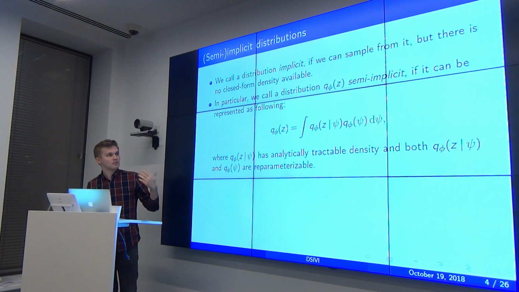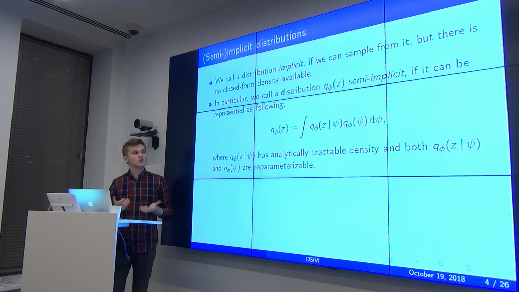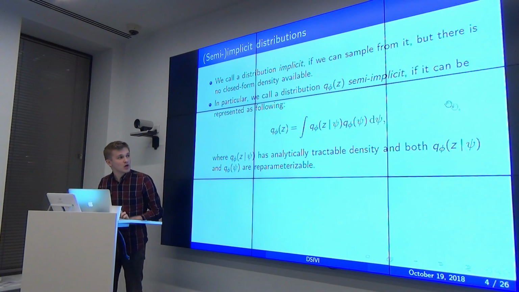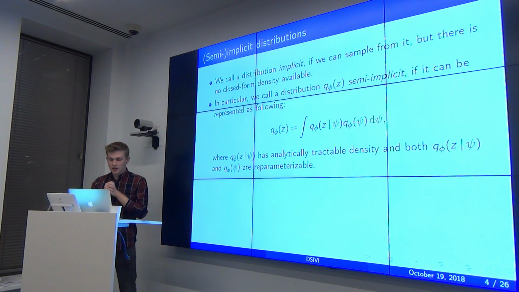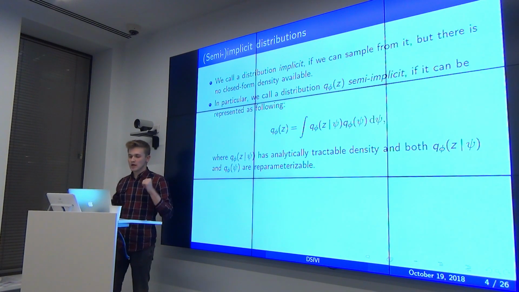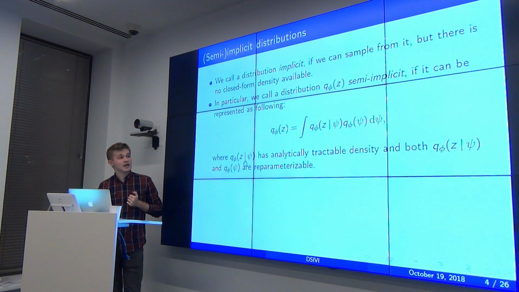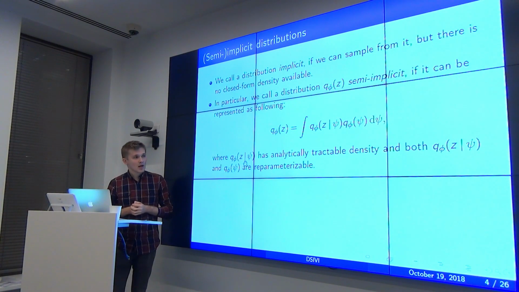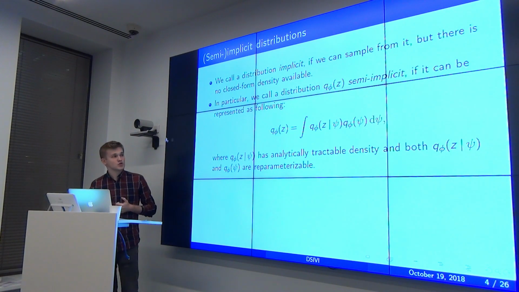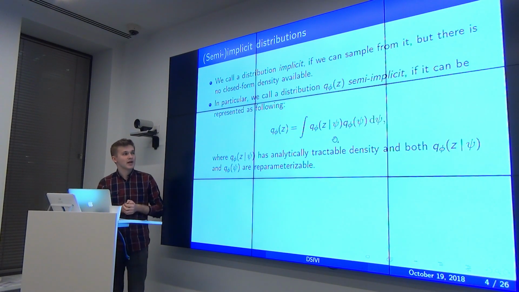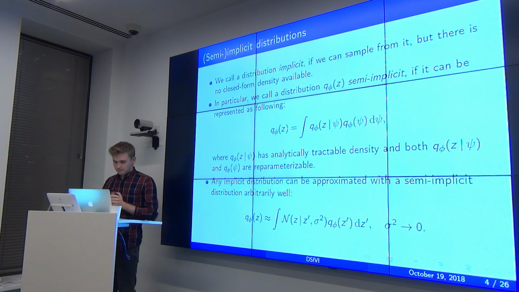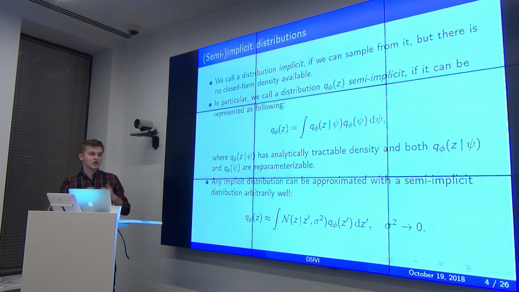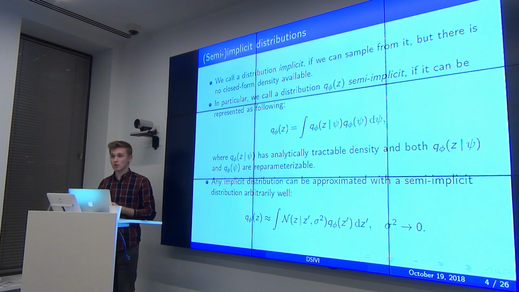That integral is basically an infinite mixture of the conditional distributions q_phi(z|psi), with some mixing density q_phi(psi). Here we would like q(z|psi) to be analytically tractable, and both those distributions, q(z|psi) and q(psi), should be reparameterizable. Any implicit distribution can actually be approximated with a semi-implicit distribution arbitrarily well.